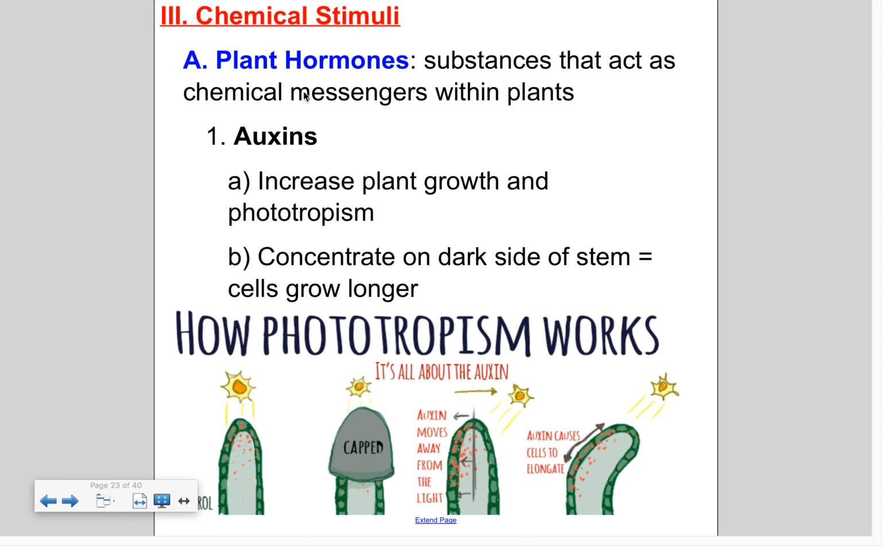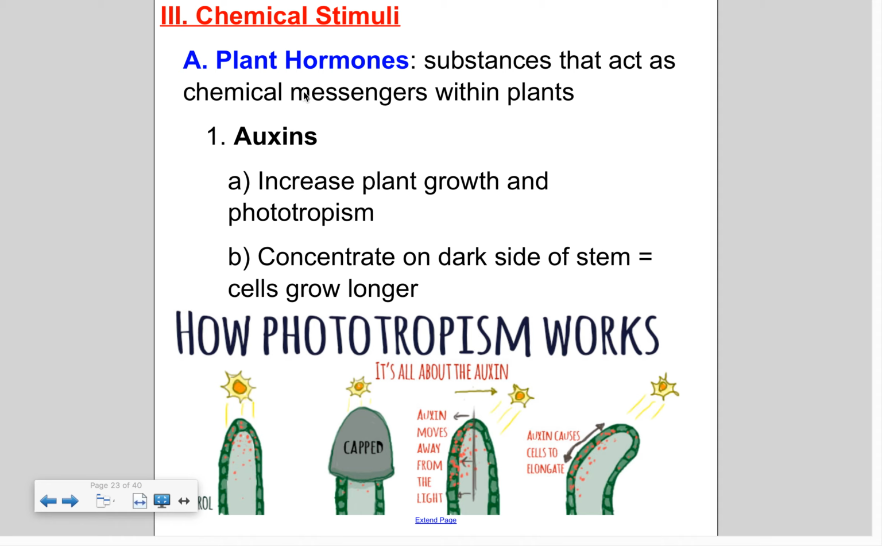So, chemical stimuli. Remember, a stimulus is something in an organism's environment that causes a response. Great examples of chemical stimuli in plants are plant hormones, substances that act as chemical messengers within the plants. We have hormones too, growth hormones, hormones that tell us when to make insulin or to break down sugars and all of that. So it's really important that our hormones are balanced. With plant hormones, there are 4 chemical messengers I'm going to talk about.